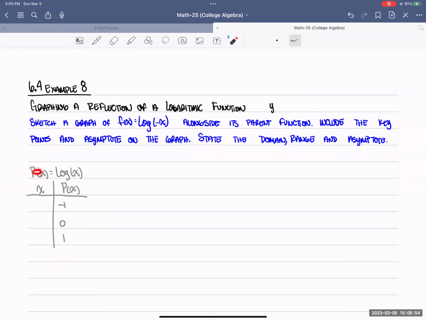So -1, here we don't have a base. So we say that our base is 10 when the base is not told. So 10 to the power of -1 is just going to be 1 over 10, or we could do the decimal, which is 0.1. 0, 10 to the power of 0 is 1. And lastly, 1, 10 to the power of 1 gives us 10. So those are our inputs and our outputs.